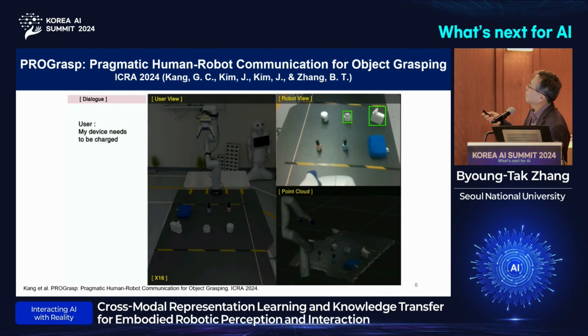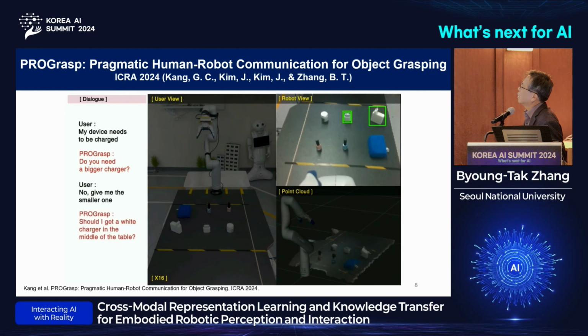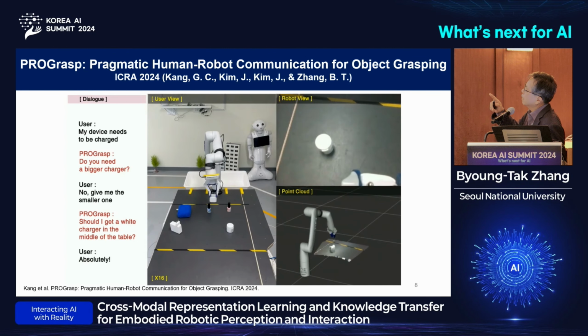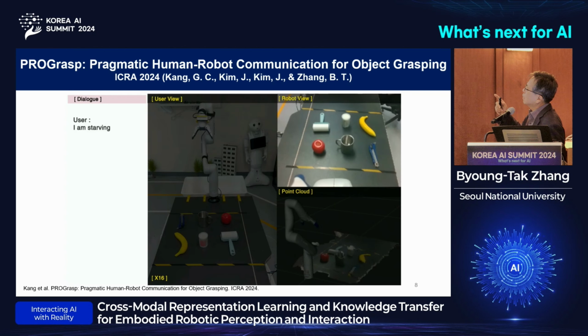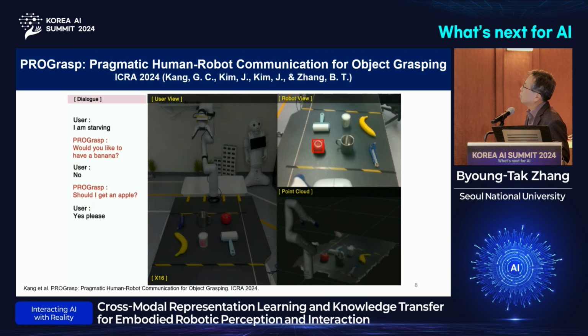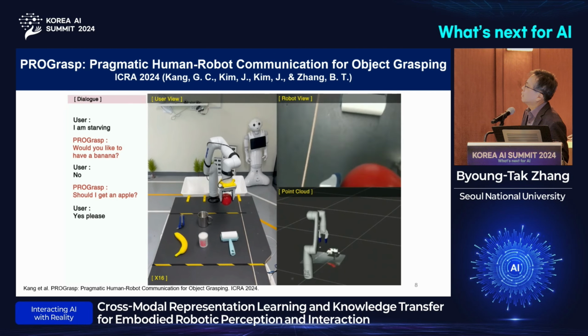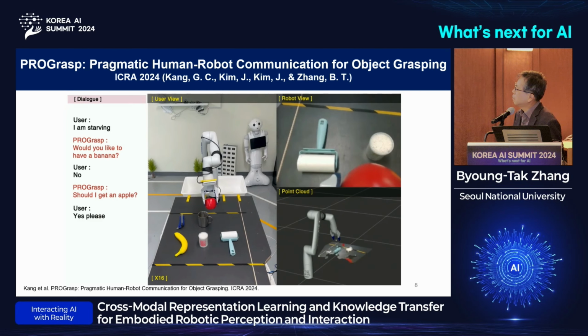So again, it shows the dialogue first, and then after that it's moving. Then it identifies some candidate objects, and then disambiguates, and once the goal object is identified, it grasps. The next scenario, here is another scenario. There are two candidate objects again, something to eat, and then it disambiguates, and then grasps the final object.